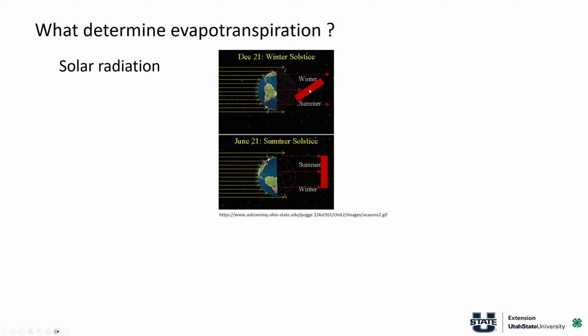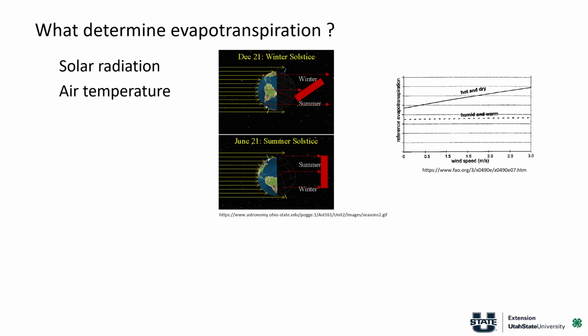But in the winter, like in Utah, it's tilted, and when it's tilted, there are fewer rays of the sun hitting the same surface. So basically solar radiation is a little bit less, and so is the evapotranspiration. Not only radiation, it's a complex thing, as I told you. Also air temperature. The higher the air temperature, the more the evapotranspiration. Hence, in winter, the temperature is cooler, hence lower evapotranspiration.